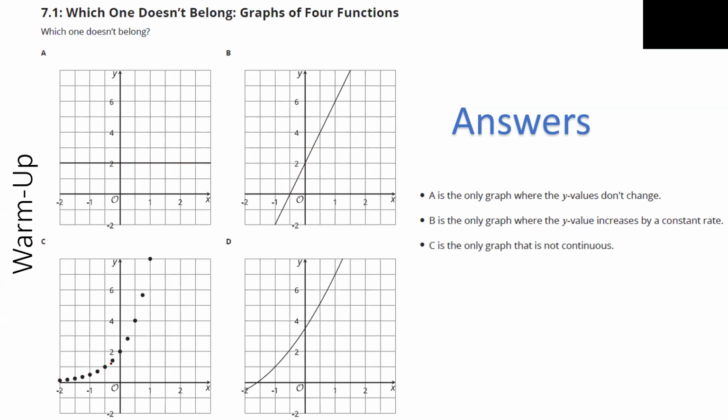The third, C, doesn't belong because it is the only graph that is not continuous. So this graph is discrete, meaning it is not connected with a line. It's just a bunch of points that make the graph. And finally, D does not belong because it's the only graph that does not intersect the y-axis at 2. So here there's an intersection at 2, here there's a y intersection at y equals 2, here's an intersection at y equals 2, and this one, as you can see, does not intersect y equals 2.